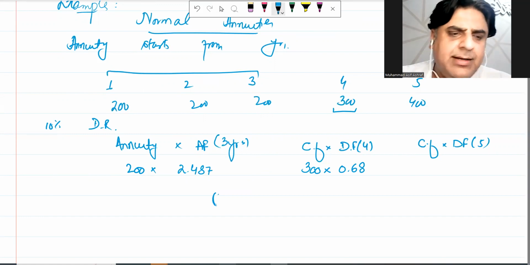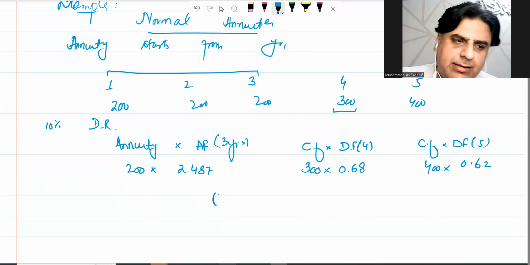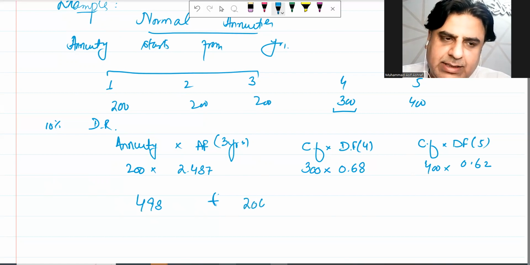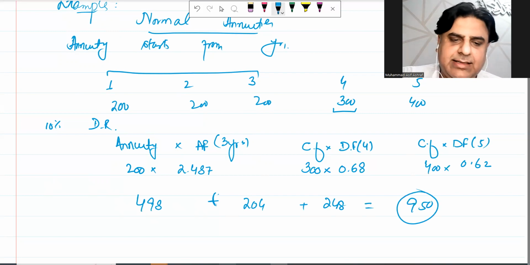Okay. Next is cash flow 400 into the discount factor of year 5. So this is 498 plus 204 plus 240. This is 950. Okay.